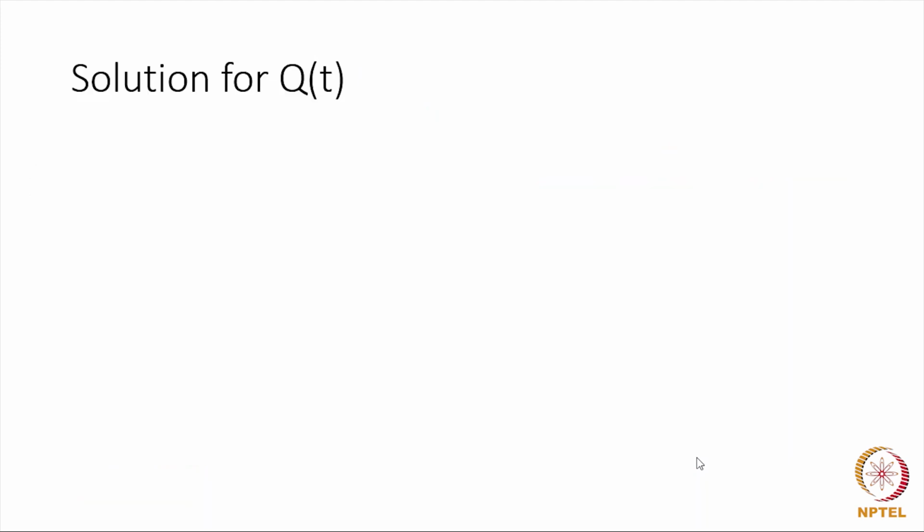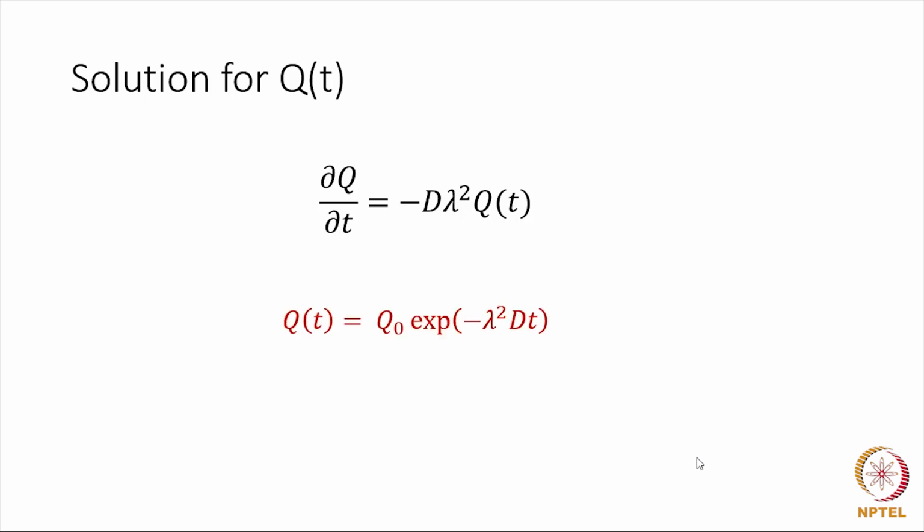So we go ahead and try to find the generalized solutions. The solution for Q, as we have just mentioned, would be that Q is an exponential function, and in the exponent you must have minus lambda squared D coming in. So Q of T is equal to Q naught into e raised to the power of minus lambda squared DT. So that's a solution for the Q function. Q naught is any constant of integration.